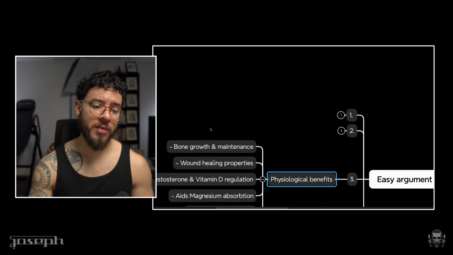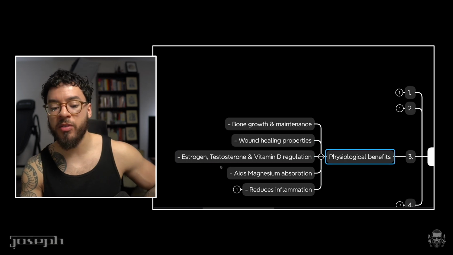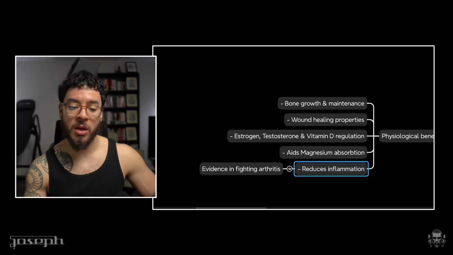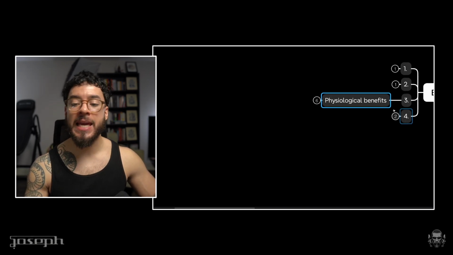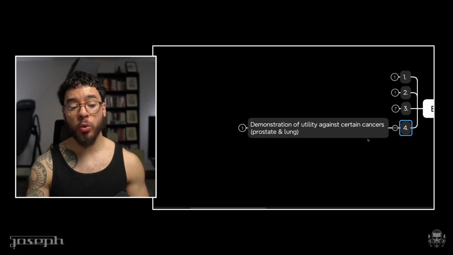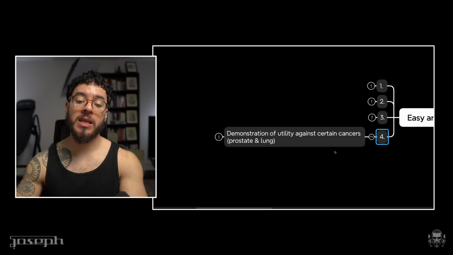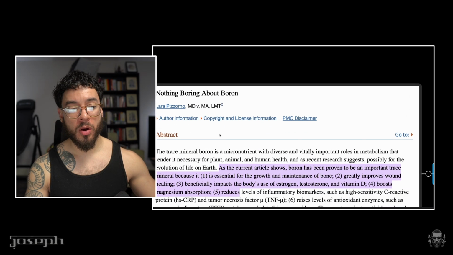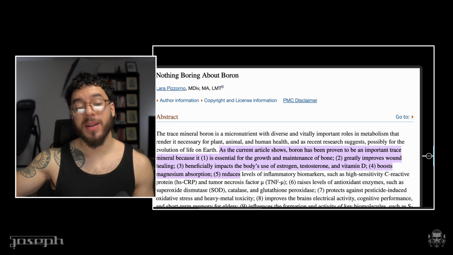The physiological benefits are plentiful: bone growth and maintenance, wound healing properties, estrogen, testosterone, and vitamin D regulation, aids in magnesium absorption, and reduces inflammation. And there's evidence of fighting arthritis towards the latter stages of life, if that is a concern for you. Maybe it's hereditary, maybe it's genetic. And also, some of the studies that I have looked at demonstrate utility against certain cancers such as prostate and lung.